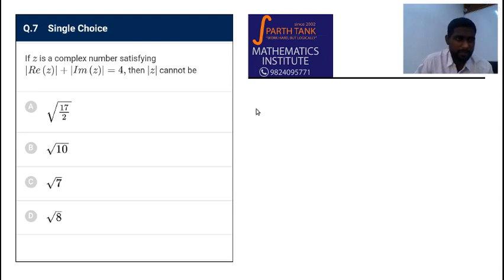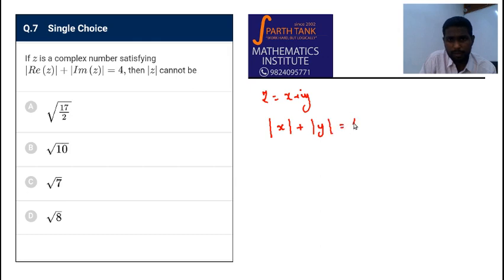Question number 7. If Z is a complex number satisfying mod of real part of Z plus mod of imaginary part of Z is 4, then mod Z cannot be. So you see, let us take Z as x plus iy, then the real part is x, imaginary part is y, and the given equation therefore can be written as mod x plus mod y is equal to 4. How would this look like?